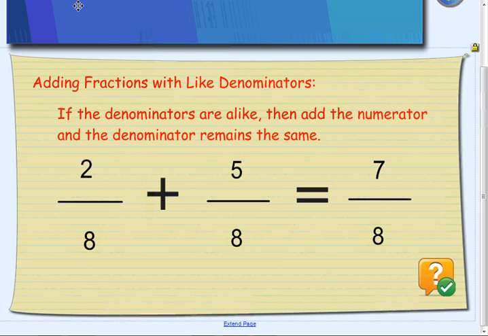We're going to add fractions, and if we know what fractions mean, then it's easier. Now, your calculators will do these.